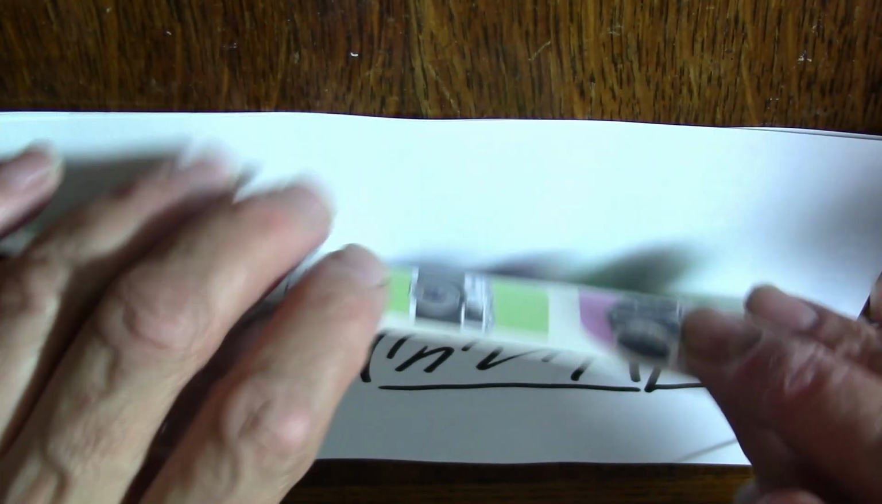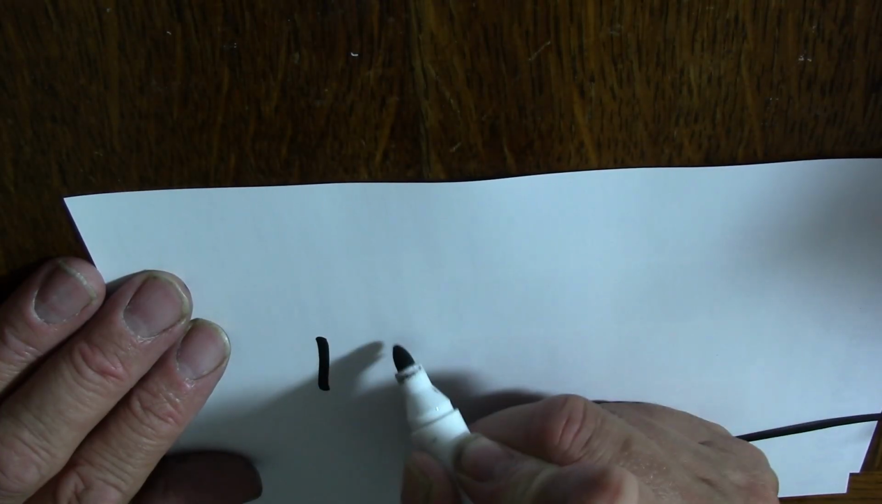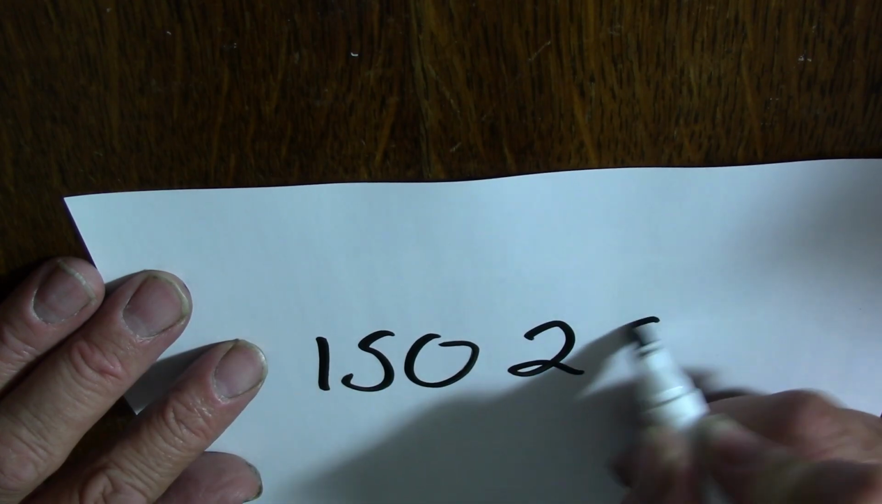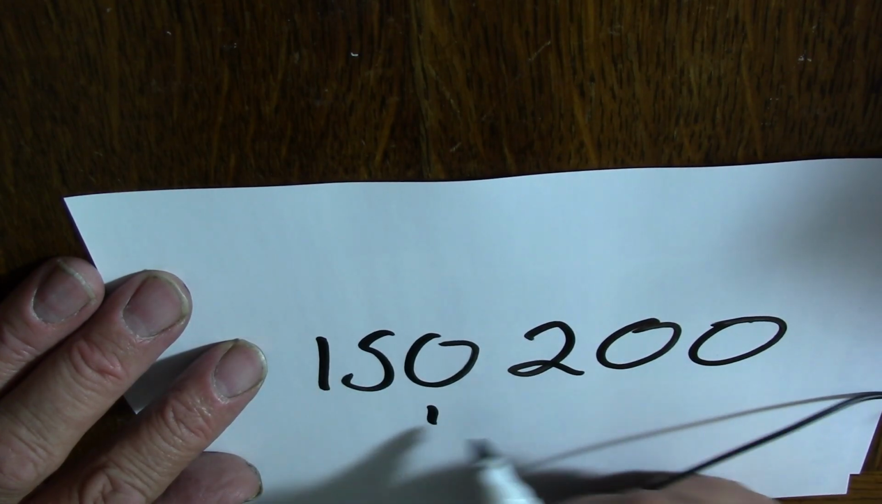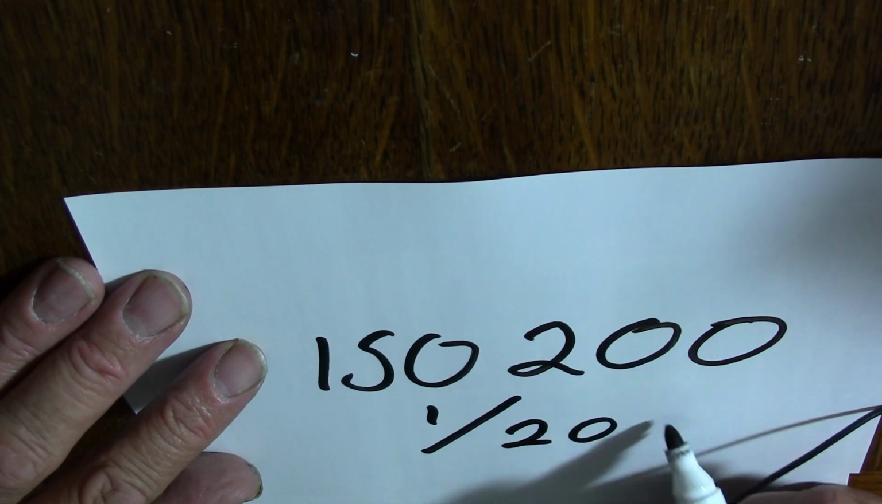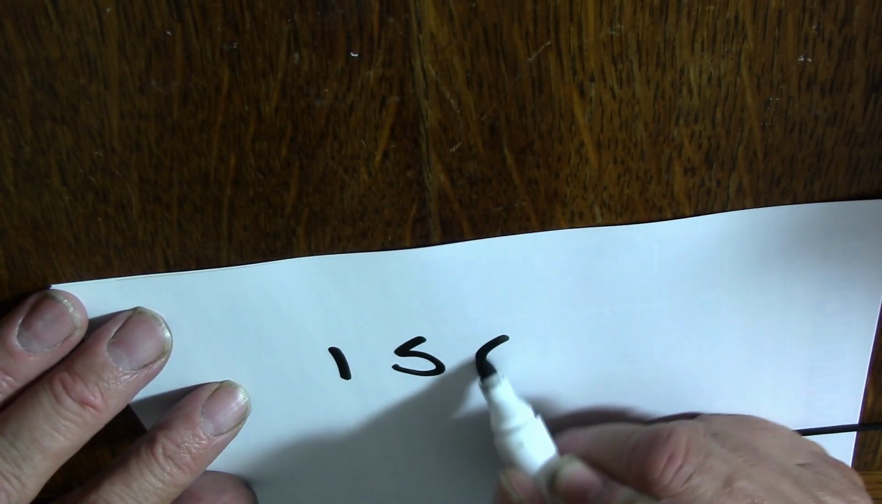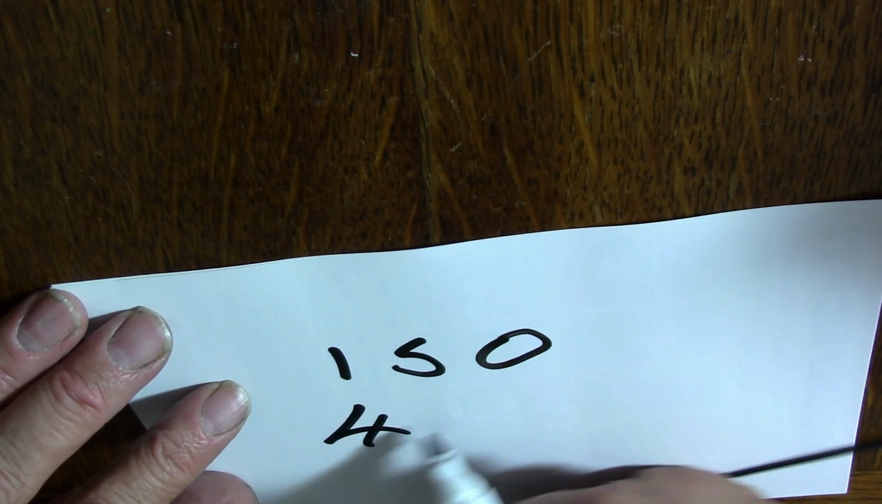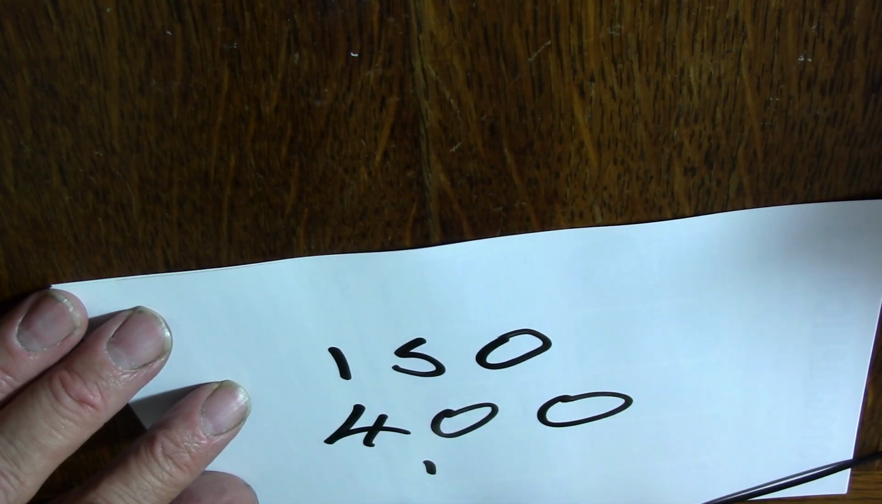Now, I can hear you saying, but I've got a faster film in my camera. If you've got ISO 200, set the shutter to 1/200th. And if you've got ISO 400, set the shutter speed to 1/400th of a second. Let's see how that works out in the field.